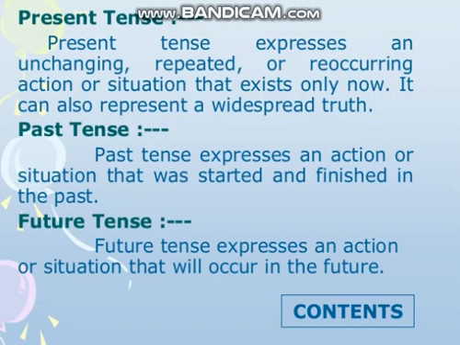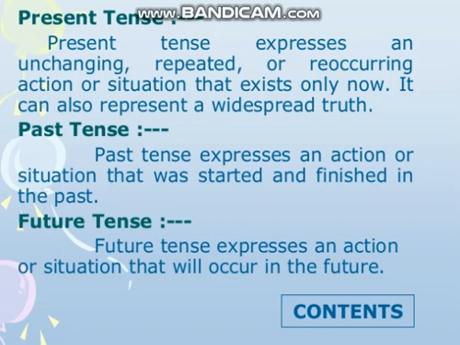Then we have future tense. Future tense expresses an action or situation that will occur in the future. Simply, as its name shows, future is a time which is yet to come, which has still not arrived in our life. So in future tense we express sentences in which some actions or situations will occur or may happen in the future. We discuss those actions or situations which are yet to come in our life.